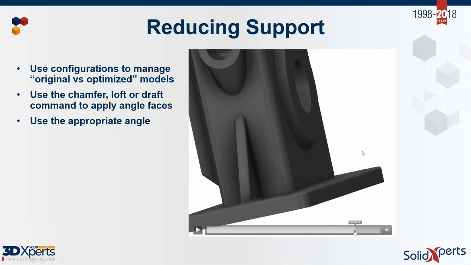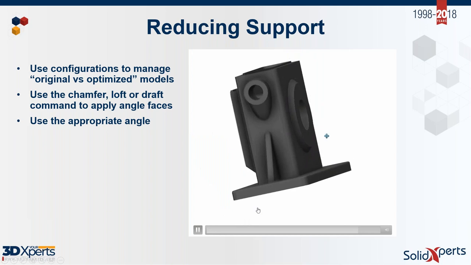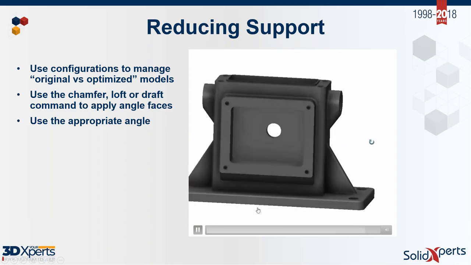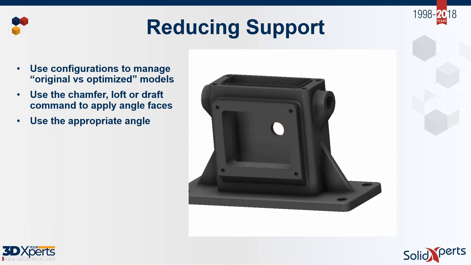I'm going to drag that back and pause it a little bit. Right there, this face was originally horizontal, and there was nothing really underneath there, and support would have been generated, it would have rested on that face, and that would have been excess material. But by creating a 45 to 50 degree draft here, or a chamfer, this allows for support to not be generated, and now we have a smooth face that can be printed. So go ahead and resume the rest of that, but that's looking around at some of the optimizing of the features on this, so modifying your support.